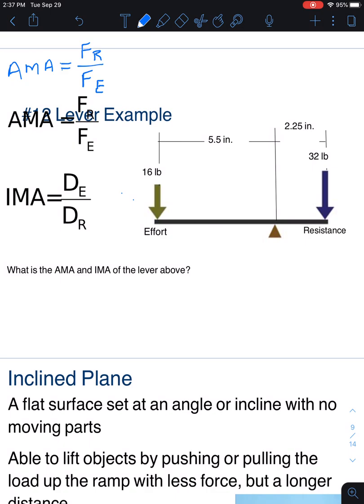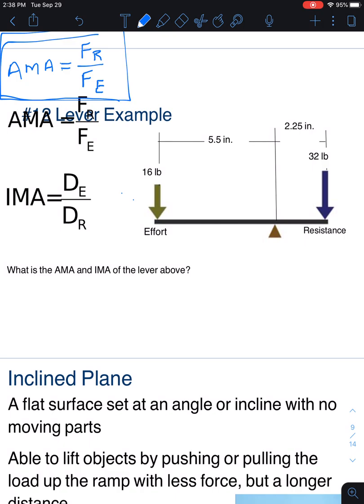All right, guys, let's take a look at this example problem number 12 in the pulley, lever, and inclined plane study guide problems. Sorry that this overlapped a little bit here with the lever example, number 12, and AMA, but I put AMA up on top here. The equation for AMA is always force of resistance divided by force of effort.